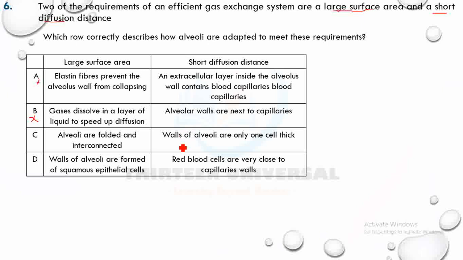Short diffusion distance. Walls of alveoli are only 1 cell thick. Yes, this is correct. But why is D wrong? Walls of alveoli are formed of squamous epithelium. Now this squamous is for short diffusion distance, not for large surface area. Red blood cells are very close to capillary cells. No, that is not why I have short diffusion distance. It's because I have squamous epithelia. So the answer is C.